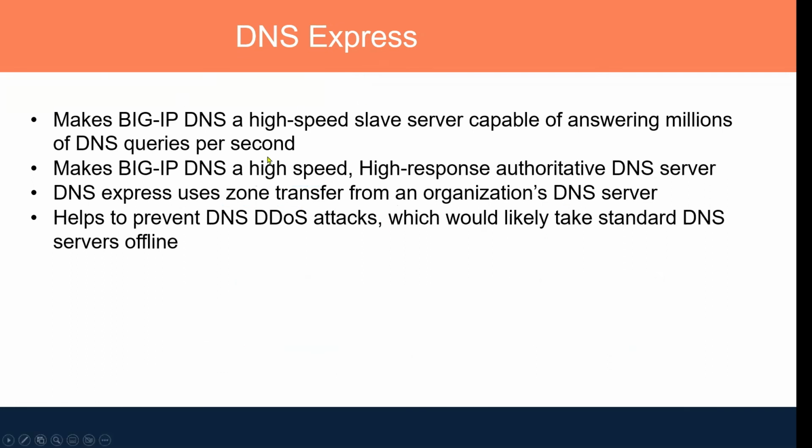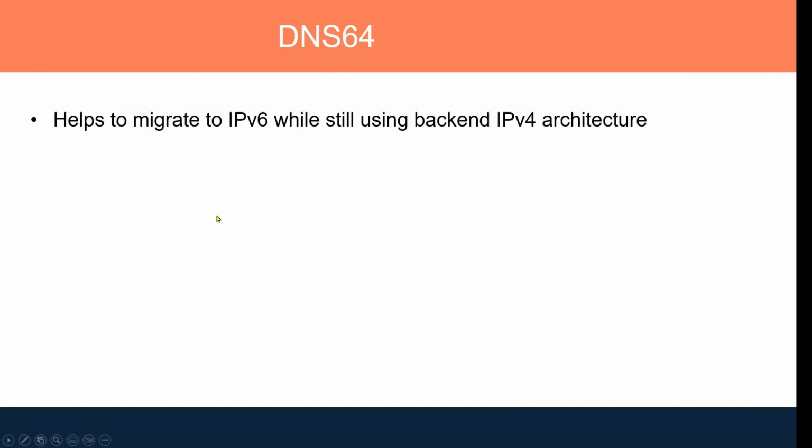Okay, now moving to next. The next feature is DNS 64. So let's say you just want to upgrade your infrastructure to IP version 6, but your backend server is still running on IP version 4. So you can use F5. On the front end, it would be listening on IP version 6, and on the back end, it would be translating that request to IP version 4.